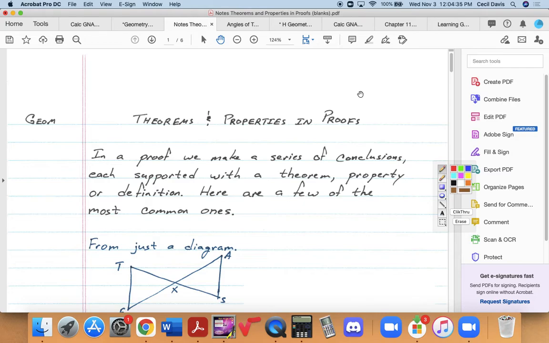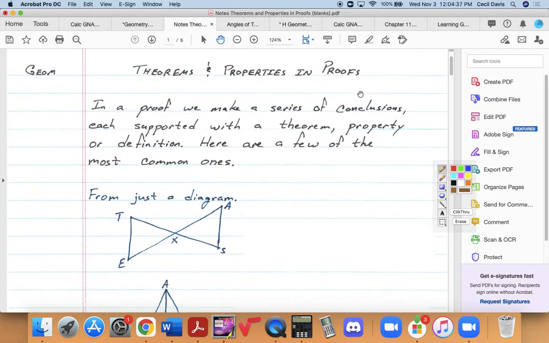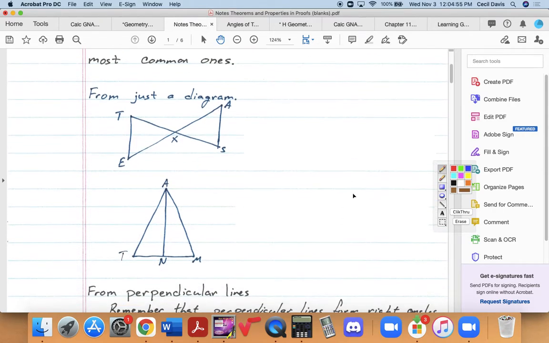So remember that in a proof, you make a series of conclusions, which are called statements. Each one of them, we give a reason for that statement, and that reason has to be a definition or a property or a postulate or a theorem. Here are some of the most common ones.